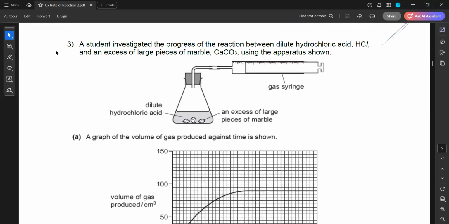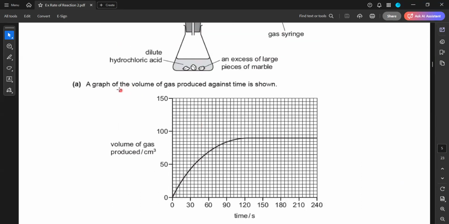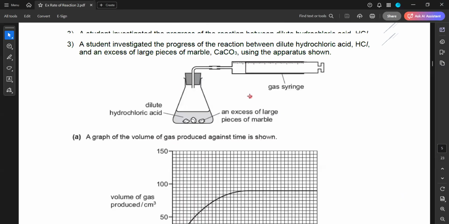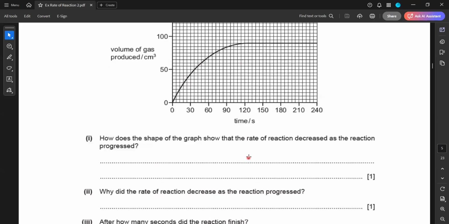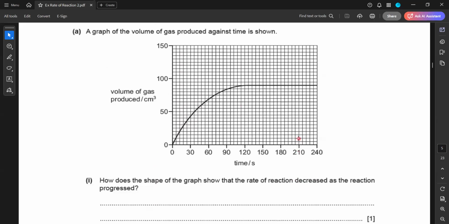So here is another question related to the rate or the speed of a chemical reaction. A student investigated the progress of a reaction between hydrochloric acid and an excess of large pieces of marble, calcium carbonate. Here, hydrochloric acid mixed with calcium carbonate will give carbon dioxide gas, and we are collecting the carbon dioxide gas. A graph of the volume of gas produced against time is shown. How does the shape of the graph show that the rate of the reaction decreases as the reaction progresses? How can I say that the rate of the reaction is decreasing from looking at the graph?